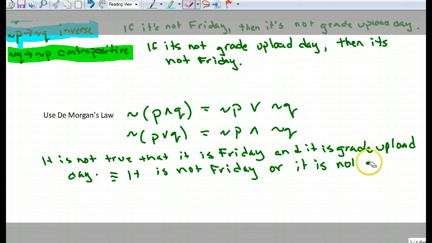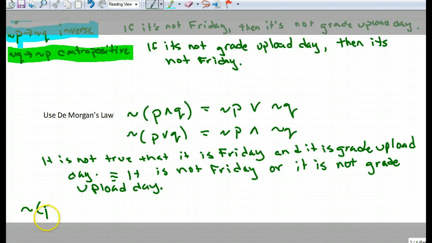Okay? And there's one last thing I wanted to tell you guys. What if I wanted to negate a conditional statement? We went over this very briefly. It's from 3.5. Okay, so here's the formula for it. It is going to be P and not Q.